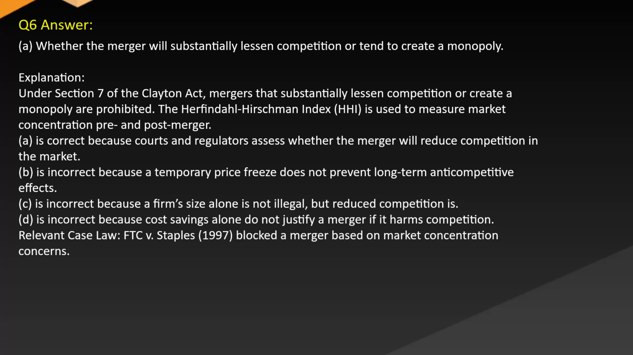B is incorrect because a temporary price freeze does not prevent long-term anti-competitive effects. C is incorrect because a firm's size alone is not illegal, but reduced competition is. D is incorrect because cost savings alone do not justify a merger if it harms competition. Relevant case law: FTC v. Staples, 1997, blocked a merger based on market concentration concerns.